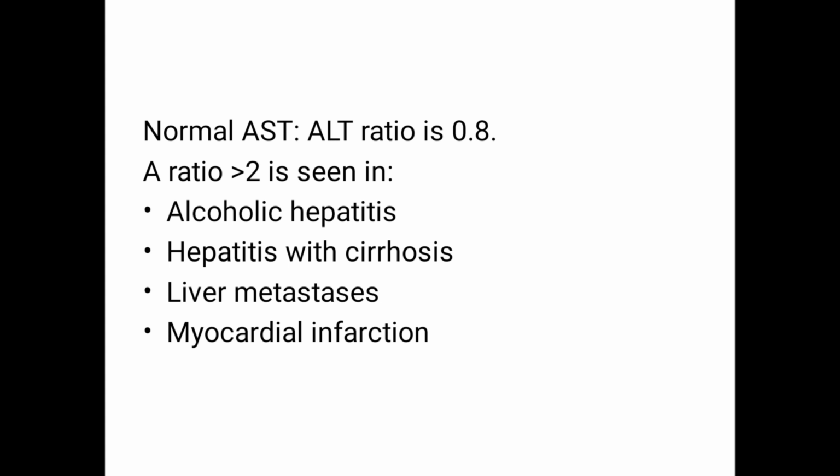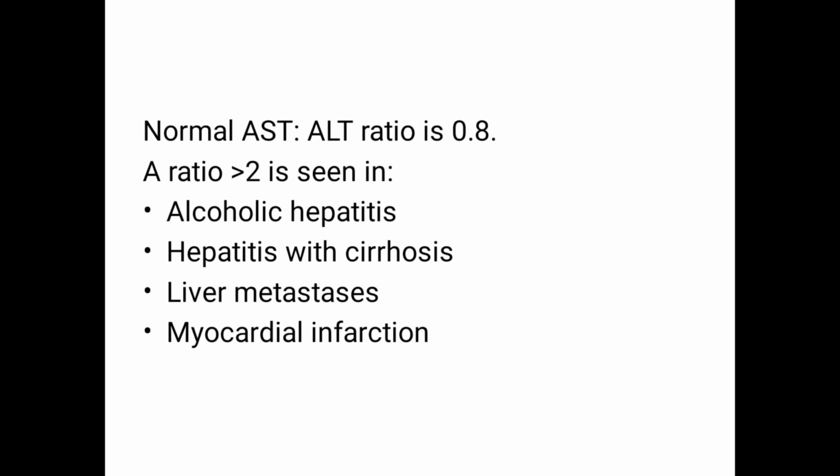So the normal AST to ALT ratio is 0.8. This ratio is sometimes important. A ratio of more than 2 is seen in alcoholic hepatitis, hepatitis with cirrhosis, meaning liver cell necrosis, liver metastasis, meaning liver cancer, and myocardial infarction, meaning heart attack.